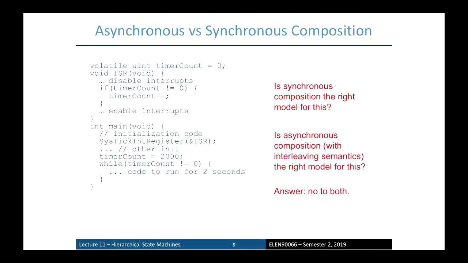So what about asynchronous composition? Can we allow one to react at a different time to the other? The answer for that is, again, no, we can't do that. And we can't do that because this isn't how interrupts work, right?